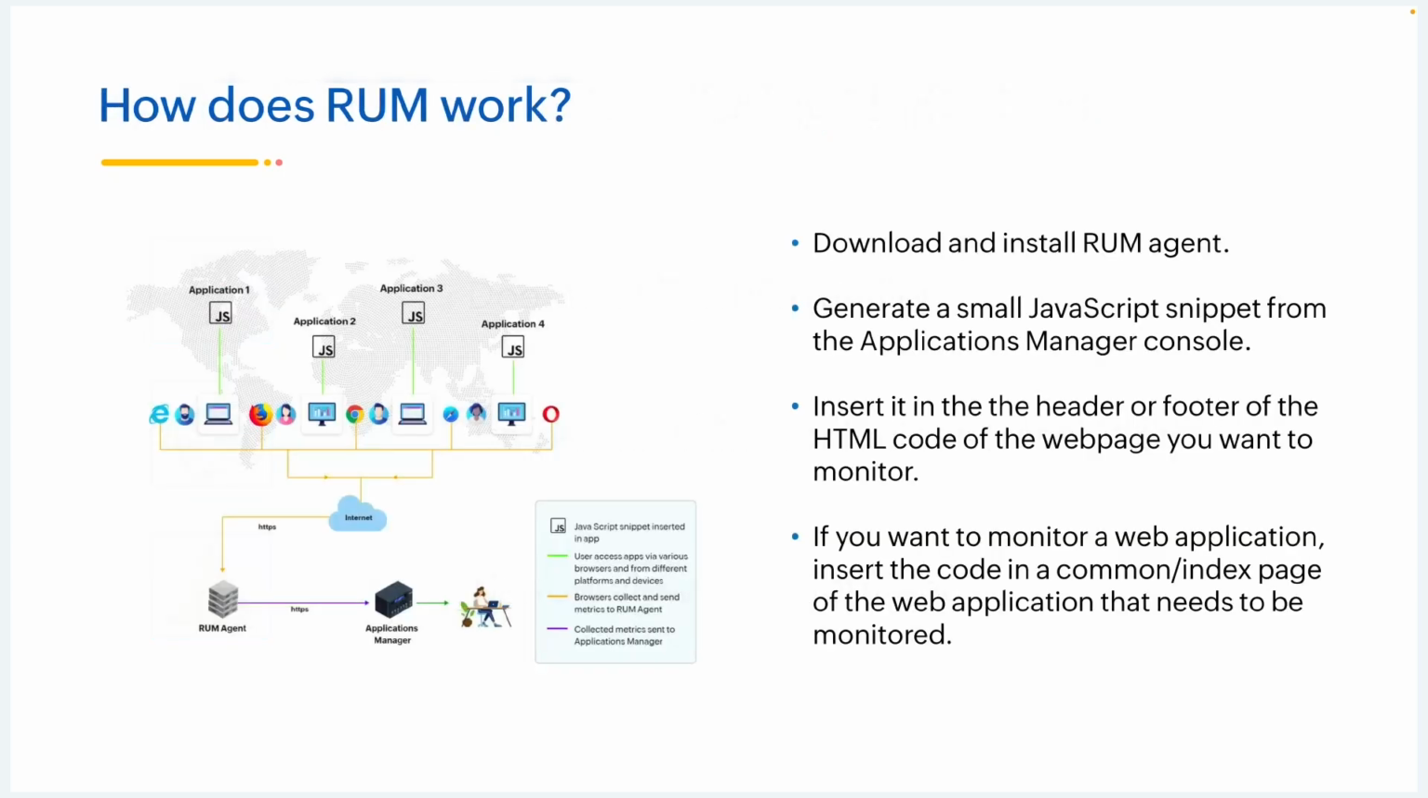So, how exactly does RUM work in Applications Manager? To facilitate data collection and reporting, you need to download and install our Real User Monitoring Agent, or RUM agent. The RUM agent is deployed on the server where the web application is hosted. Following that, you need to insert a small JavaScript snippet generated by Applications Manager on the header or footer part of the HTML code of the website.